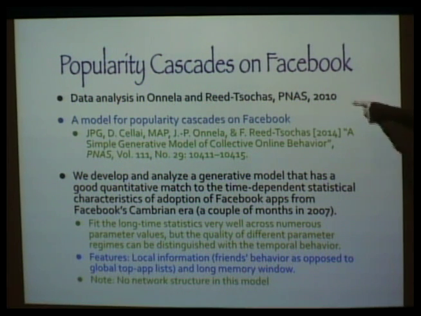This was actually why I brought up that particular example, because we used their data. We worked with those two authors to do this. One is at Oxford, one used to be at Oxford. And this particular study does not actually have network structure. The information we have is over 2 months, once an hour, and every hour we have the rank order, but also the number of applications.